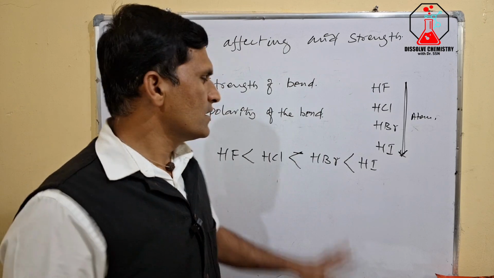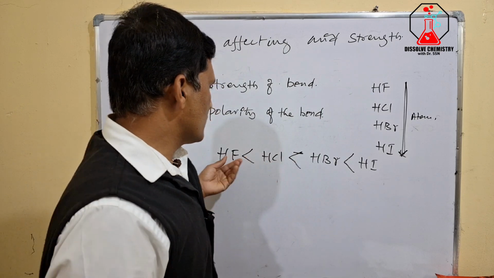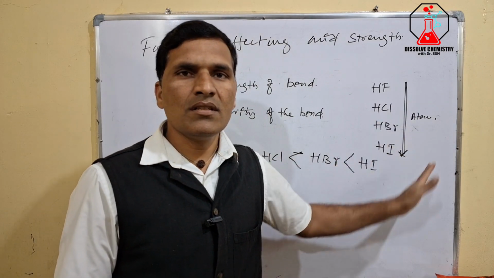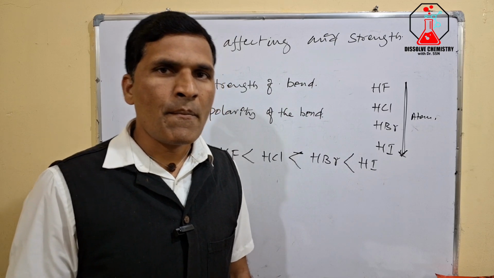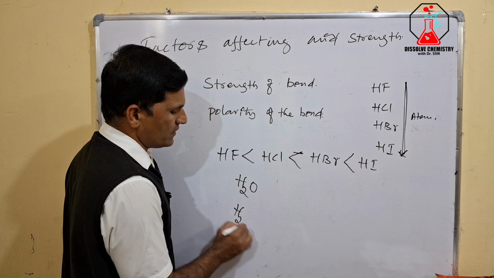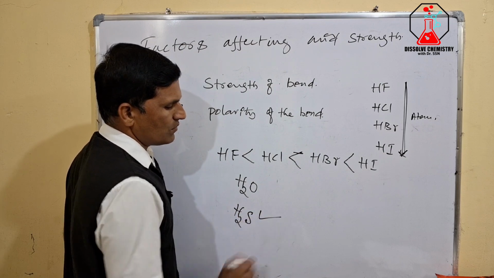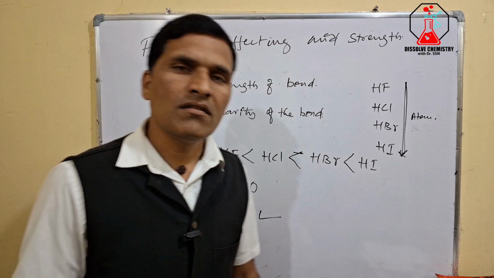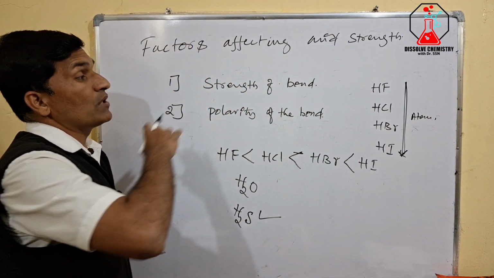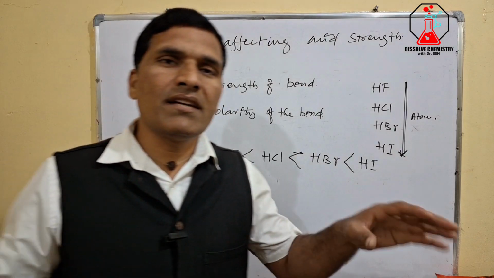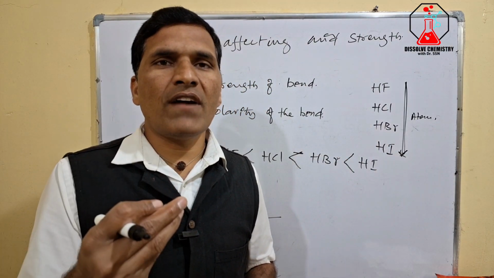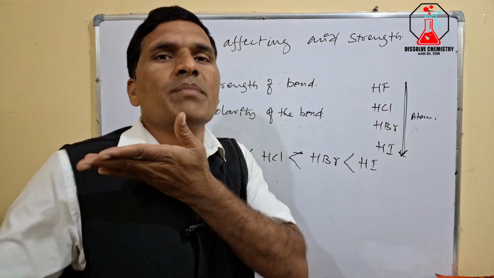What is the reason for that? The reason behind that is the bond strength between hydrogen and the halogen goes on decreasing as we move down the group. Okay. Similarly, if you compare water and H2S, H2S is a stronger acid than water. Okay. So now the polarity we will compare in the period, not in the group. Okay. So polarity is an important factor that we compare along the period.